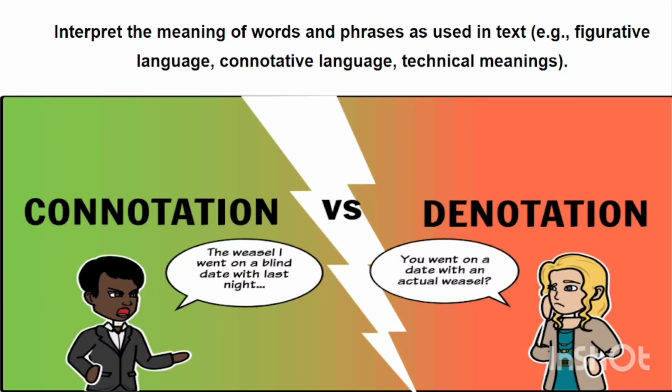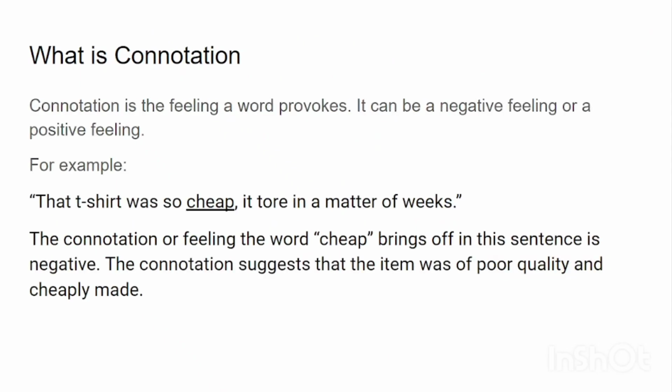He feels as if the date was not good, right? So he's basically calling his blind date a weasel. The weasel I went on a blind date with last night. So once again, connotation is the feeling a word provokes. It can be negative or it can be positive. So once again, that shirt was so cheap it tore in a matter of weeks. Connotation can bring off a negative feeling or a positive feeling.